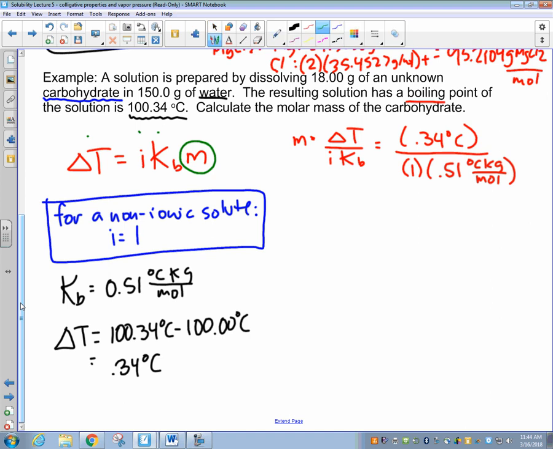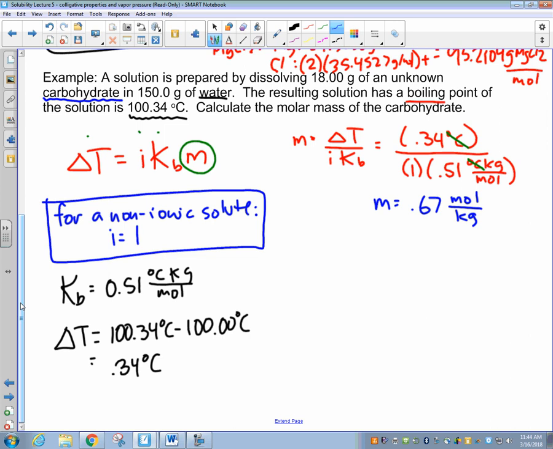Watching our units here, you'll notice that degrees Celsius cancel out, leaving me with 1 over kilograms over moles, which comes out as moles over kilograms. So all we need to do is divide 0.34 divided by 0.51, which gives us a molality equal to 0.67 units. These would therefore be moles per kilogram. So we have a 0.67 molal, or mole per kilogram, solution present here.